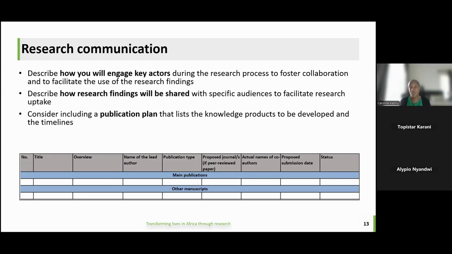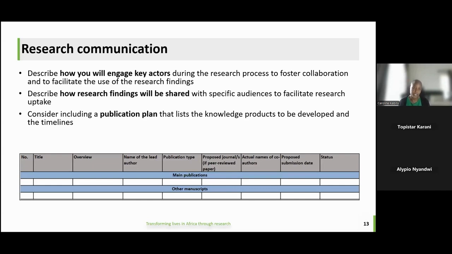It's important to describe how the research findings will be shared with specific audiences. It might be that you will write peer-reviewed publications for a more scientific or technical audience. You'll also work on blogs, which are common now, newsletter articles, newspaper articles, and even, for some, it's just that you'll have a PowerPoint presentation that you'll give perhaps to people in the community. And then also consider using a publication plan.